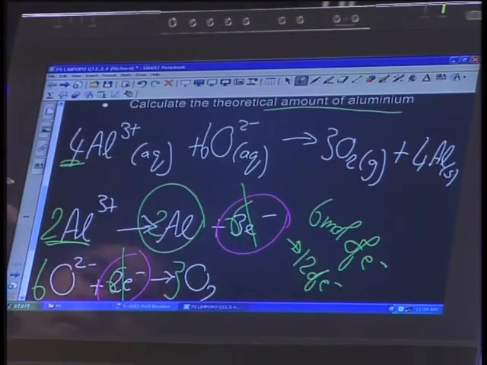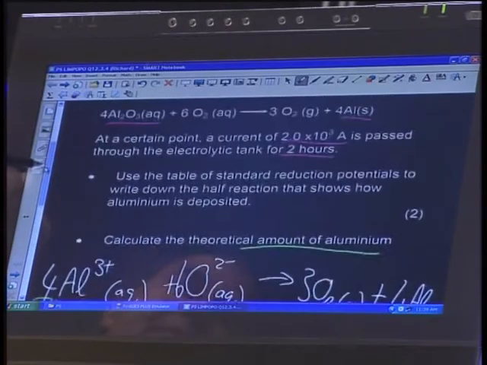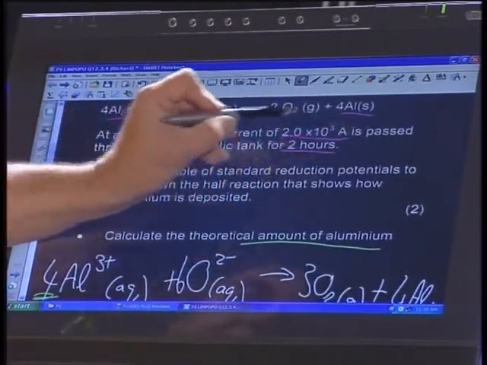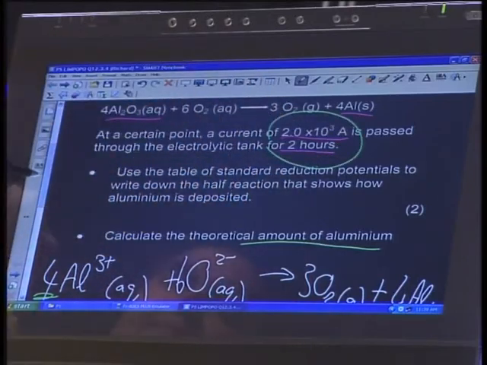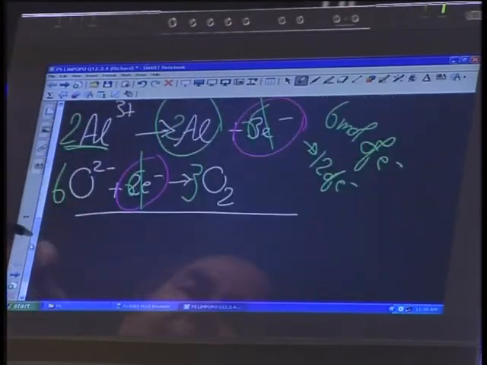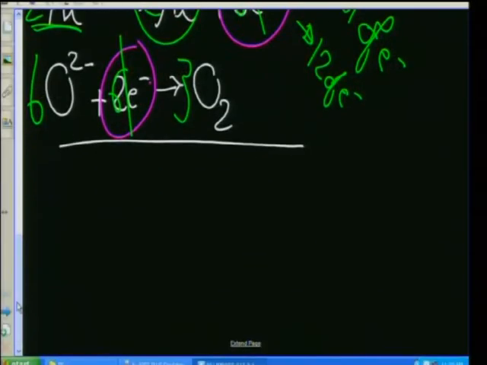Now, the reason that is important is that I've been given a current value, and I've been given a time. So I'm going to use that, okay? Because what I'm going to do is say Q is equal to I times T. Are you with me so far?